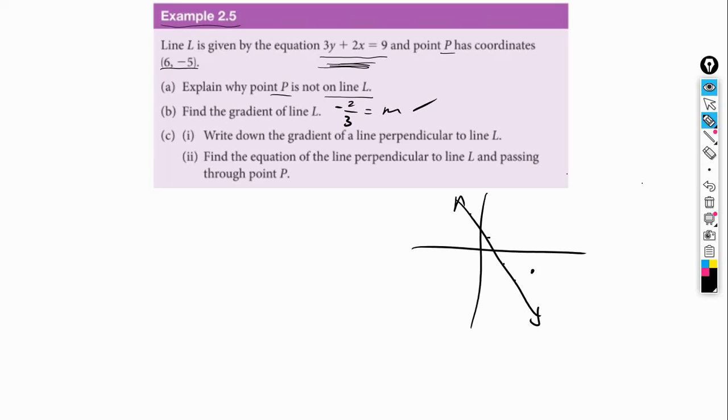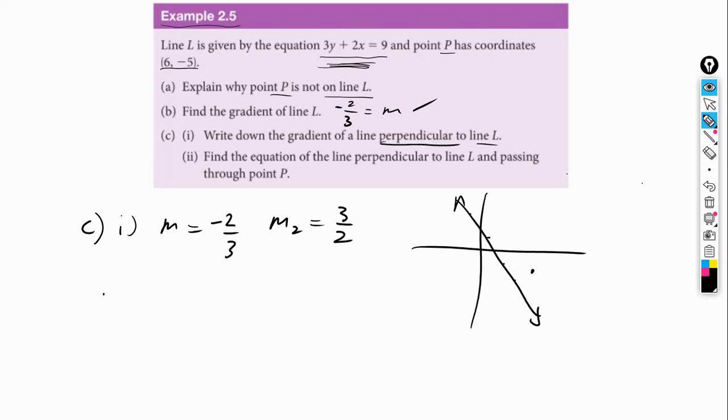So now we're going to focus on C. And then on C, for part 1, it says write down the gradient of a line perpendicular to line L. So if the gradient of line L is equal to minus 2/3, then a line perpendicular to that would have a gradient of, remember, opposite in sign and inverse multiplicative. So that would be 3/2.